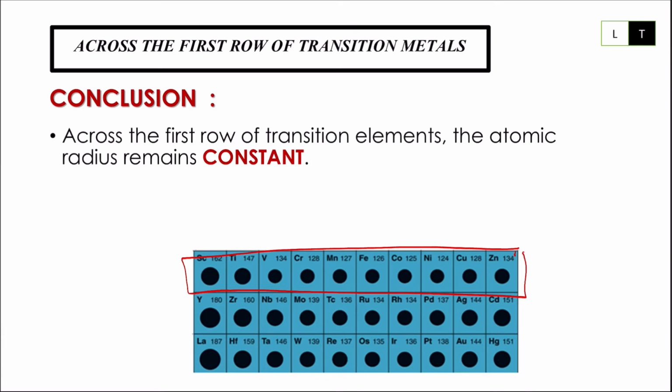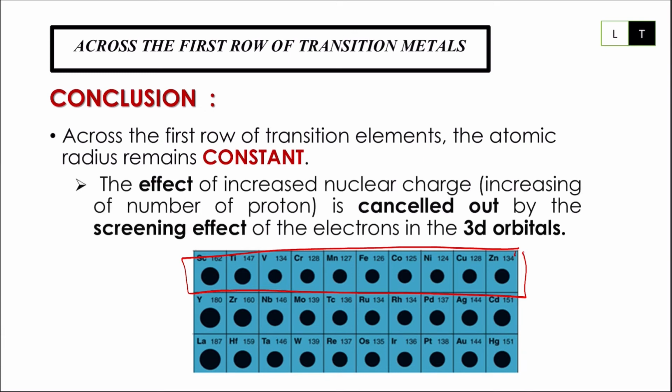This is because of the effect of increased nuclear charge. This increased nuclear charge will be cancelled out by the screening effect of electrons in the inner 3D orbital. So itu sahaja for 3 variations of atomic radius in the predict table.